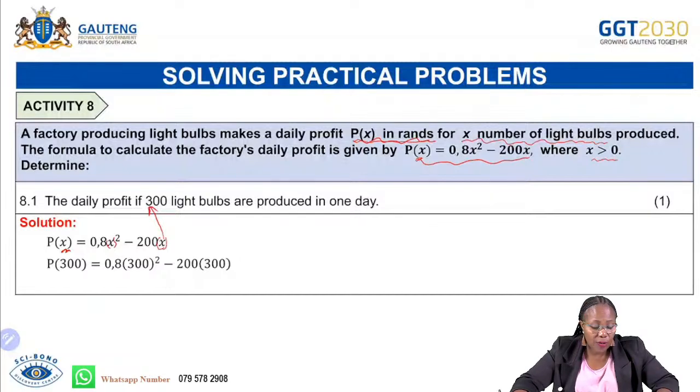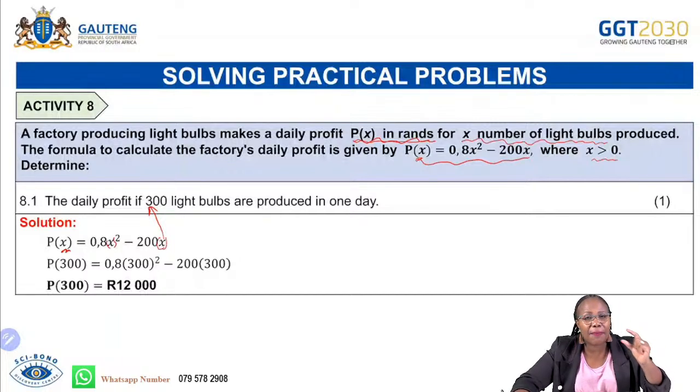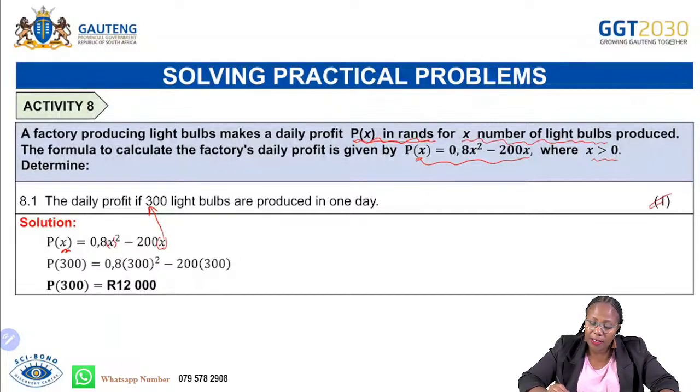And then into your calculator, grade 12, straight to the answer. How much will be the profit? The profit of 300 bulbs will be 12,000 per day. That is a great amount, grade 12. Can you see that factory is making a lot? Per day, if they can produce 300 bulbs, they will be able to make a profit of 12,000 per day. And then now let's look at the mark allocation. They say 1 mark, it is unfair. At least 2 marks will do.